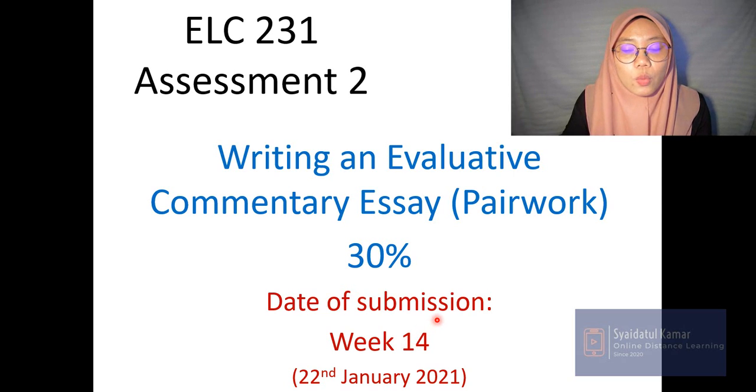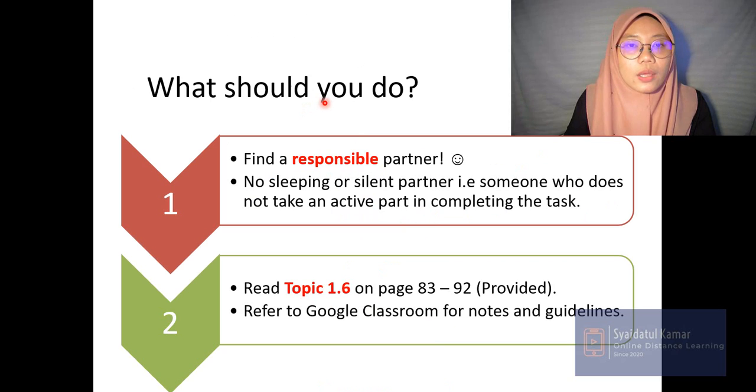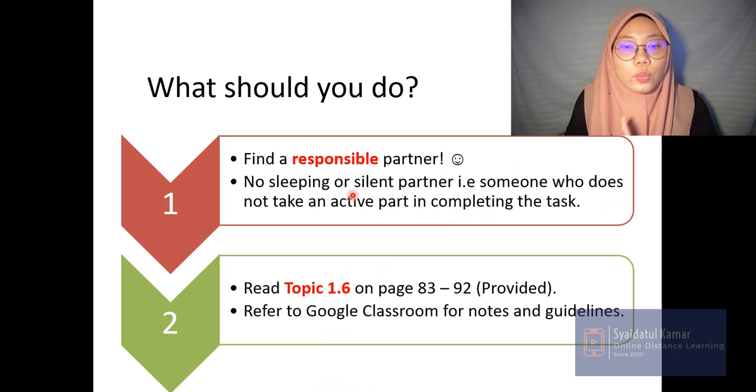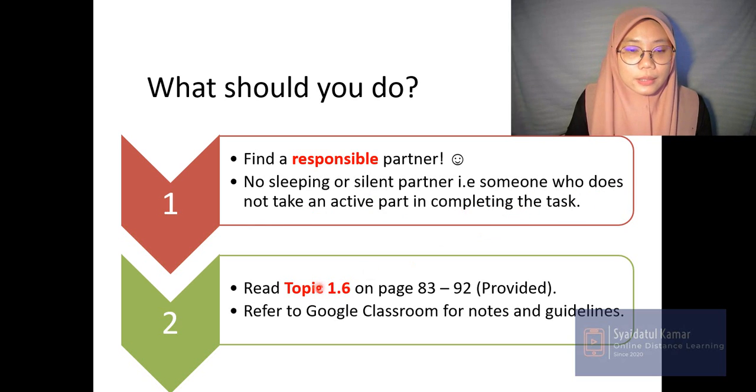Alright, so first of all, what you have to do is find a responsible partner. Okay, find a partner because, as you know, this is a pair work, so you need to work together with a partner. So find a responsible partner. Please make sure that there is no sleeping partner or silent partner. That is someone who does not take an active part in completing the task. So you know your friends quite well at this point. So try to avoid somebody who is not active in completing the task.